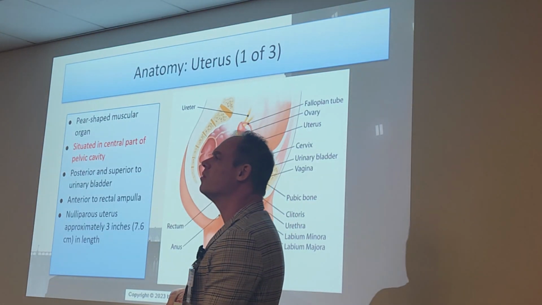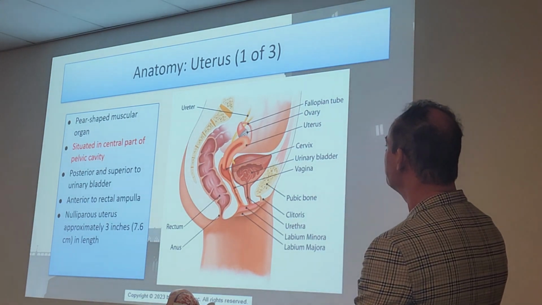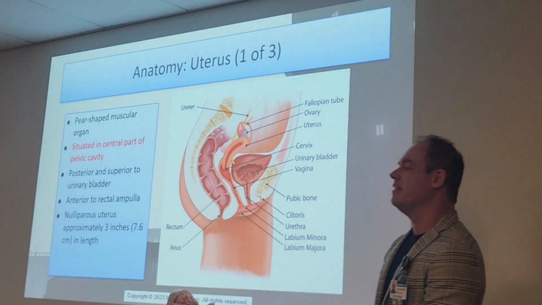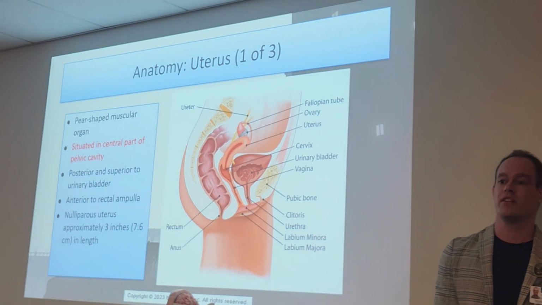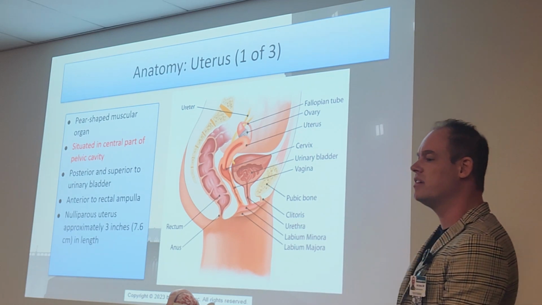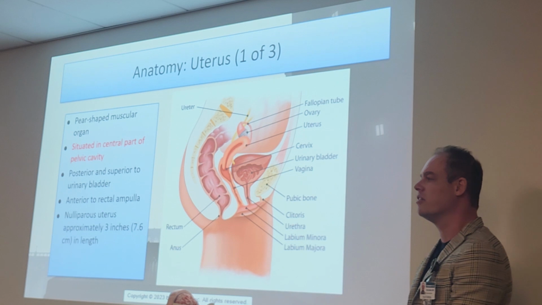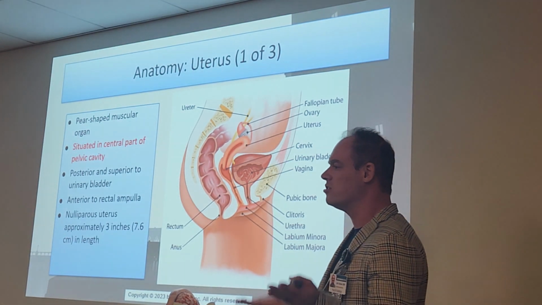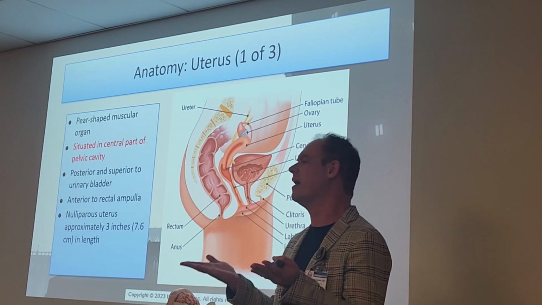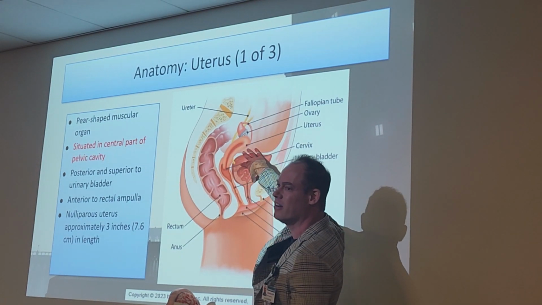All right, so anatomy of the uterus is a sagittal view of the uterus here. Pear-shaped muscular organ. This is going to be the central part of the pelvic cavity. Now, please know the position of that uterus in relation to the bladder. That's something people often mix up. Uterus is posterior and superior, not just posterior. Posterior and superior to the urinary bladder, which is why you always get that joke that when you're pregnant, you always got to go to the bathroom because the baby's lying right on top of your bladder. Right on top. As that uterus expands, it's expanding on top of your bladder as well.